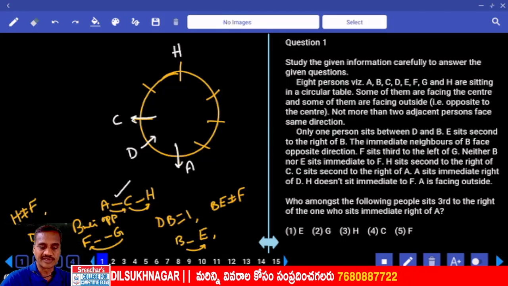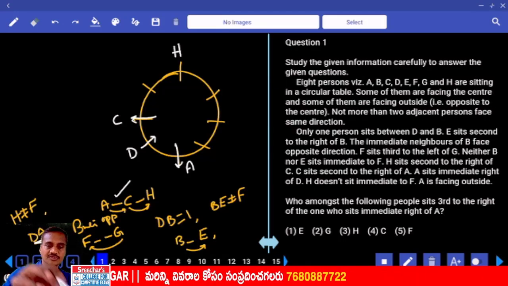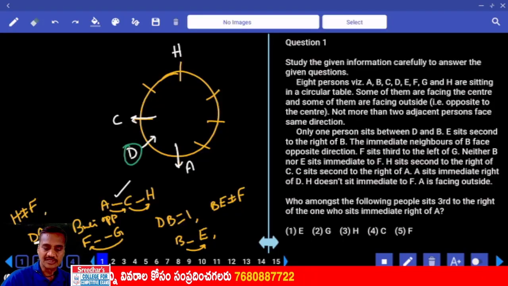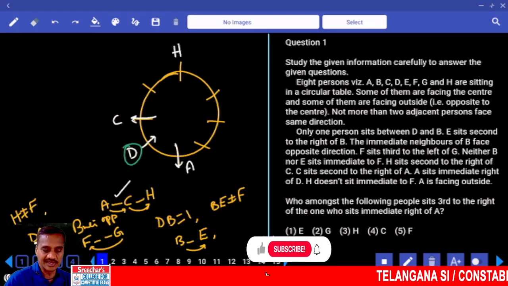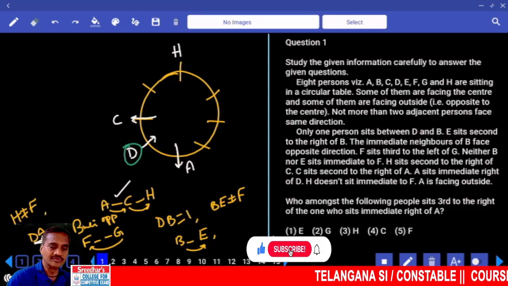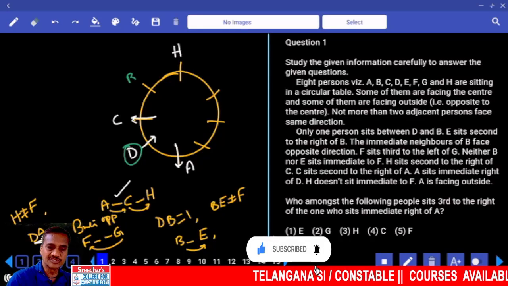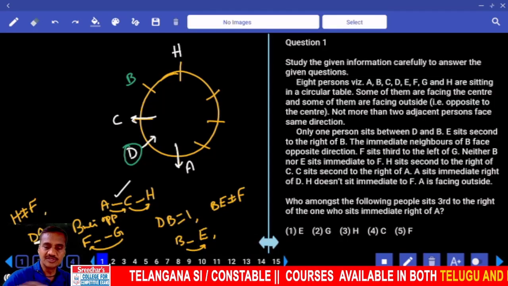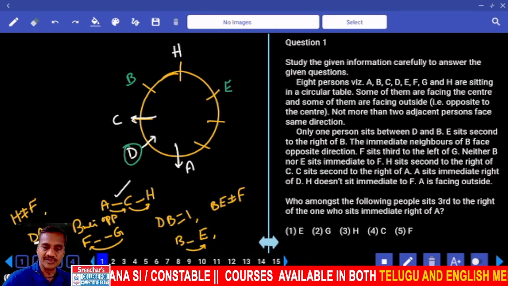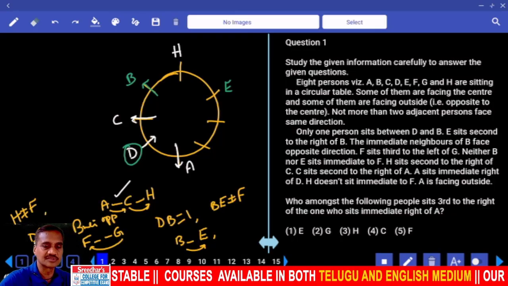And A is to the immediate right hand side of D. Then next, this is the possibility we have taken. Then between D and B there must be exactly one person, and B and E: if B is here, then E will be here. D and B, B and E, again they are at alternate places. Now D, and can you take B at this place? Between D and B there is exactly one person, and E is seated second to the right of B, then B must be away from the center.